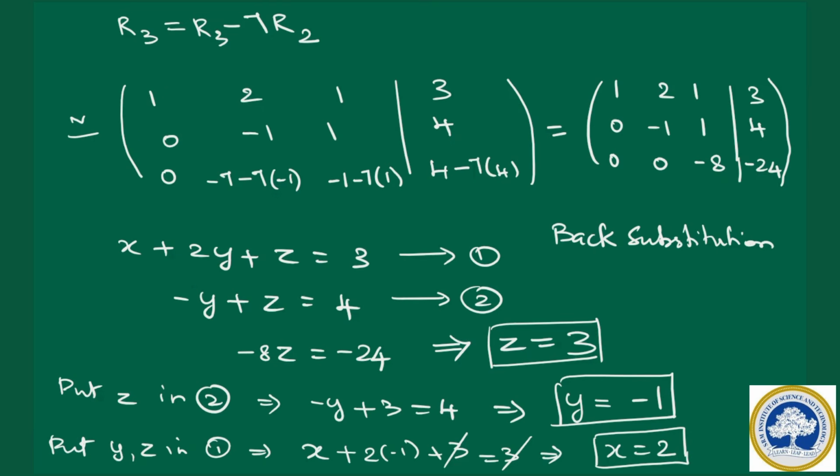Suppose in the exam you want to verify whether the answer is right or wrong, put these values in the given equations and you can check whether they satisfy or not. So for the Gauss elimination method, you have to convert the matrix A into an upper triangular matrix using row operations. So this method is called the Gauss elimination method.